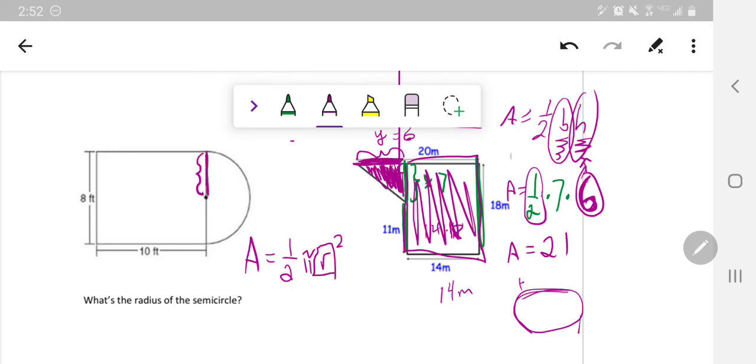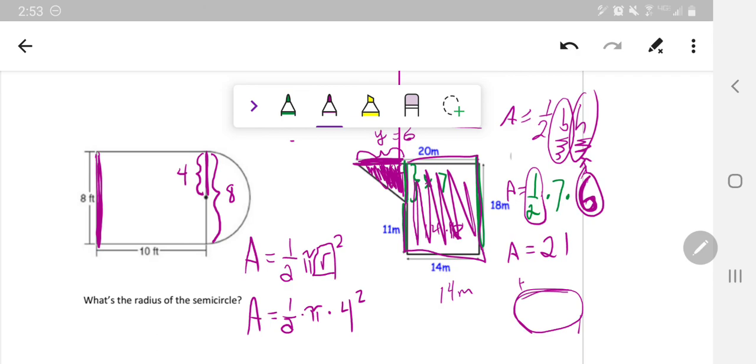It is a vertical line. So we're going to look over here at the other vertical line. We know that this diameter has to be 8, since it's across from a line that measures 8 feet. So we know the diameter is 8 feet, so we're going to cut that in half and get 4 feet. So now we can do area equals 1/2 times pi times 4 squared. All right, so we can use that area formula now.